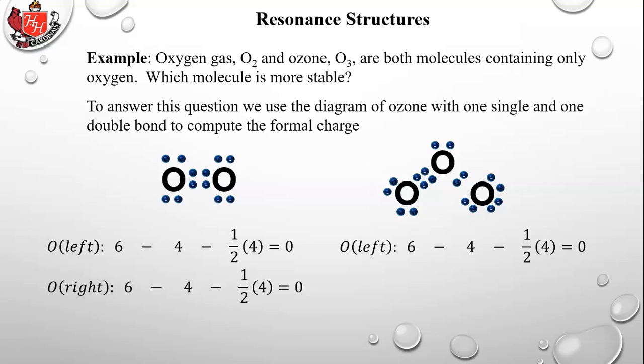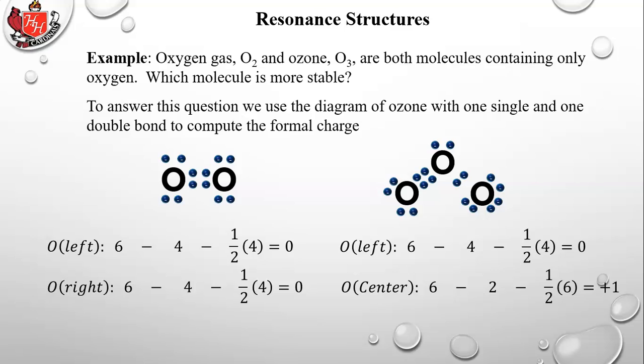Let's look at the oxygen on the left, because the oxygen on the left and on the right are not the same now, or the one in the center. So the oxygen on the left is 6 valence electrons in oxygen minus 4 lone pair electrons, those 4 electrons in the lower left of that diagram, minus half of the 4 bonding electrons. So 6 minus 4 minus 2 is 0. So that oxygen on the lower left side of the ozone is actually stable.